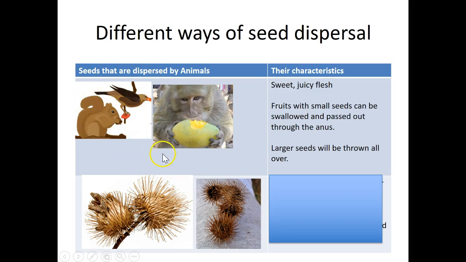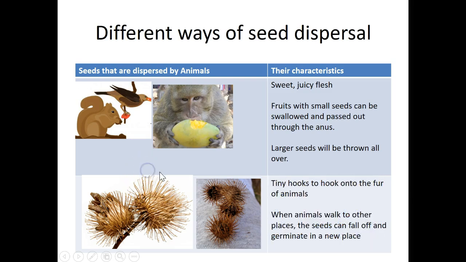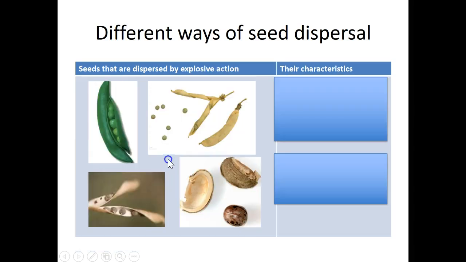There are other seeds that are dispersed by animals that are not juicy nor sweet. There are seeds like this, alright? They are small, and what do you notice here? What kind of structures? Yes, they have hooks to hook on the fur of animals. So when animals walk to other places and they brush it off their body, the seeds can fall off and germinate in a new place away from the parent plant.